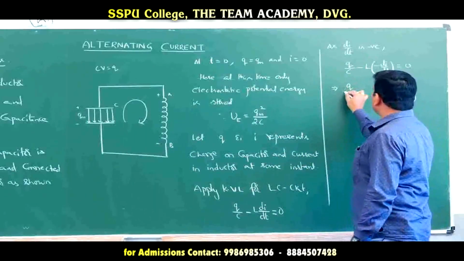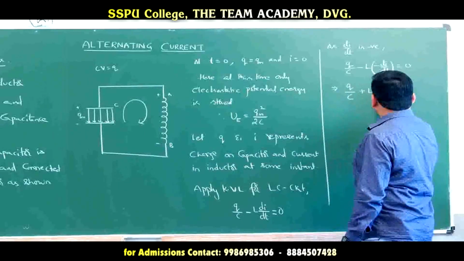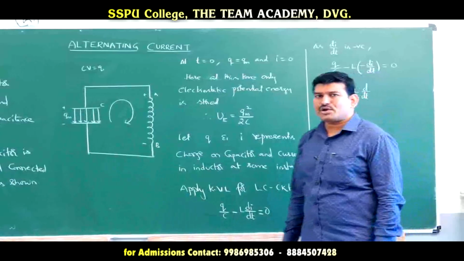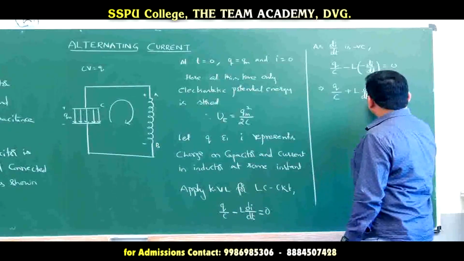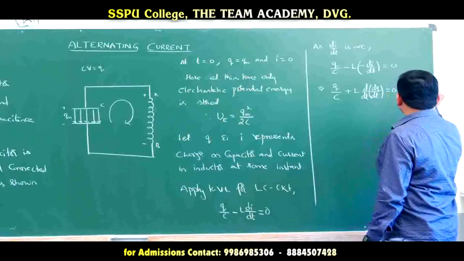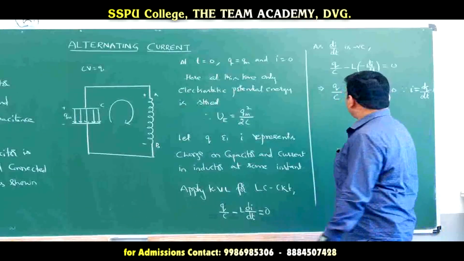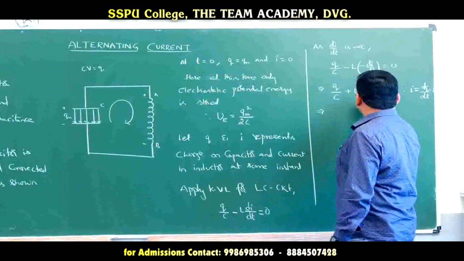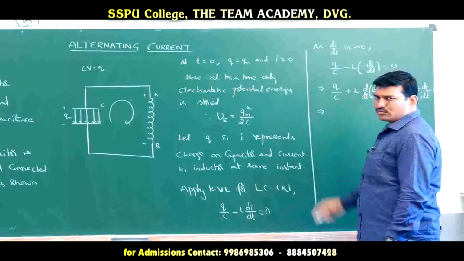Therefore, here Q by C minus of minus is plus L into d by dt of I. What is this I? I is nothing but current. Current I is equal to dq by dt, we have studied. Therefore, I can write it as dq by dt, that is equal to 0. Instantaneous current is given by the formula I is equal to dq by dt, which we studied in the current electricity part. Now from this, d by dt of dq by dt is nothing but d square q by dt square. Yes or no?